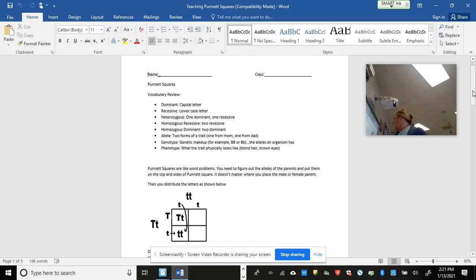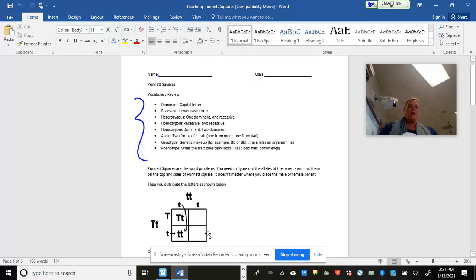So here's just a little vocab review of what these words mean and how we apply them to genetics problems. And then there's also a little review on here of how you complete a Punnett square, which I'm about to teach you. So this is just a good resource. It's in your packet. If you ever get stuck, this is something that you could pull out as a little helpful tool.